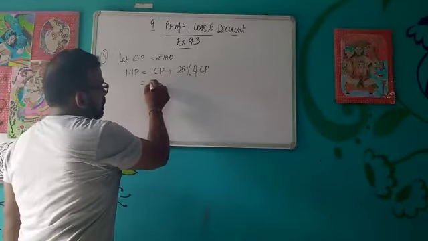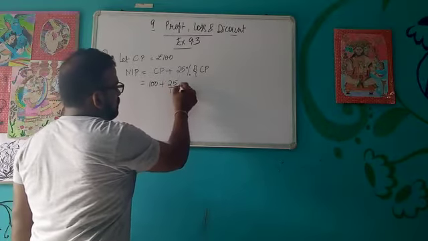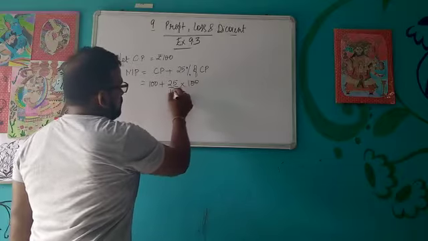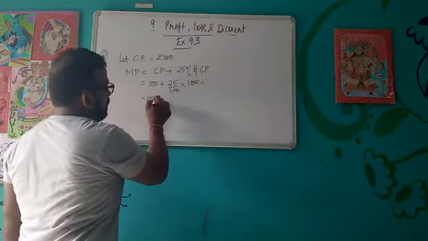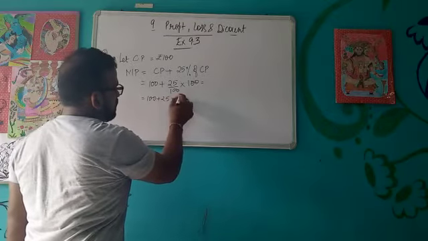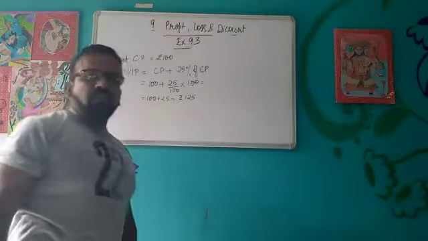So let's calculate 100 plus 25% of 100. So when you solve it, what you will get? 100 plus 25, that is rupees 125. So this will be the marked price.